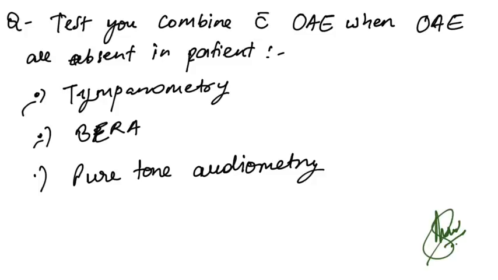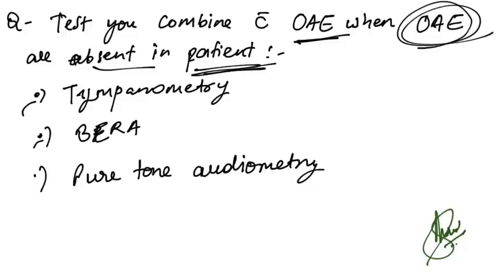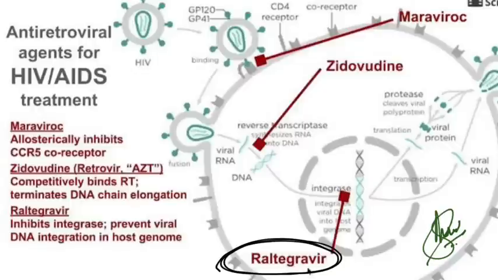Now, which test to combine with OAE when OAE are absent in the patient? So, tympanometry along with BERA, we should combine both these tests if OAE is absent. We do not combine pure tone audiometry.